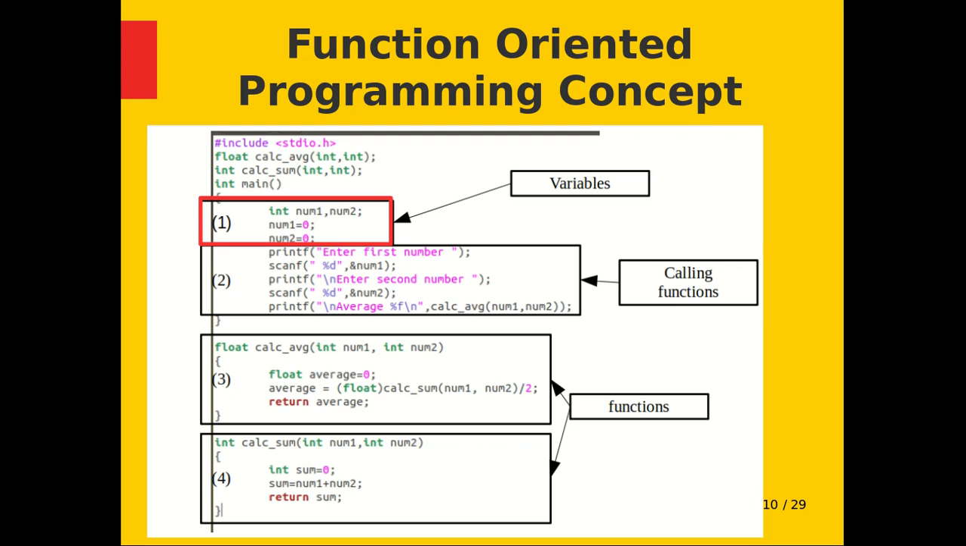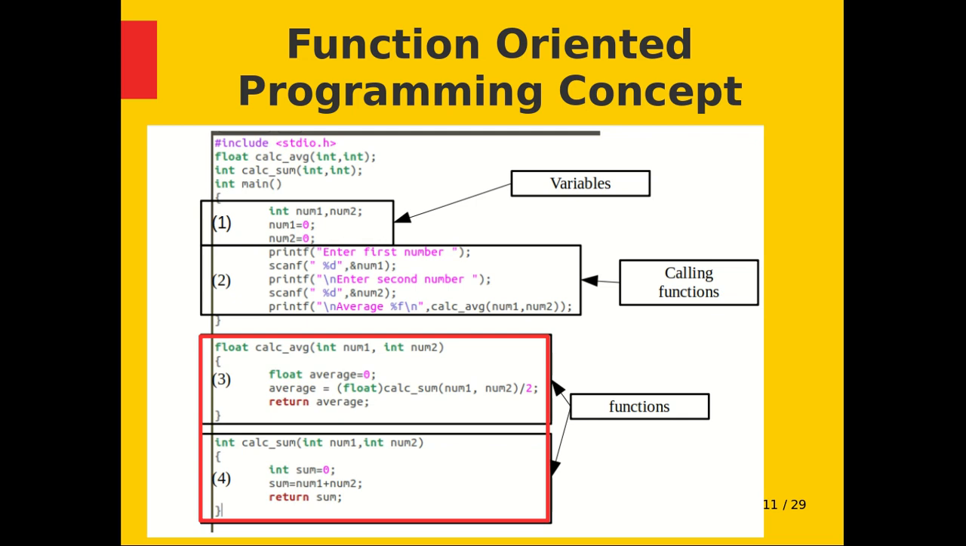Function-oriented programming. Function-oriented programming and object-oriented programming are two different paradigms of computer programming. In function-oriented programming, the fundamental elements are variables and functions. Here, the variables of the program are shown within the red color rectangle. The variables are integer data types, called num1 and num2. They are initialized as 0.